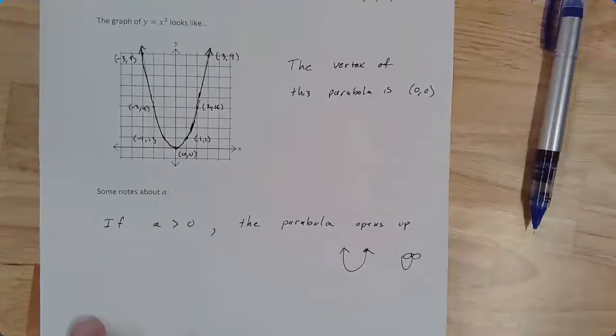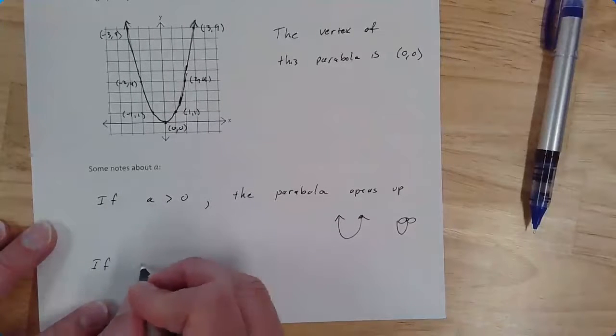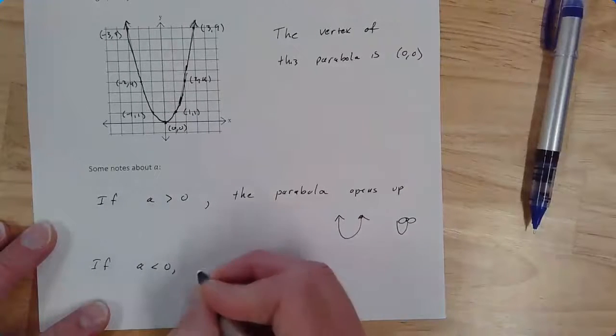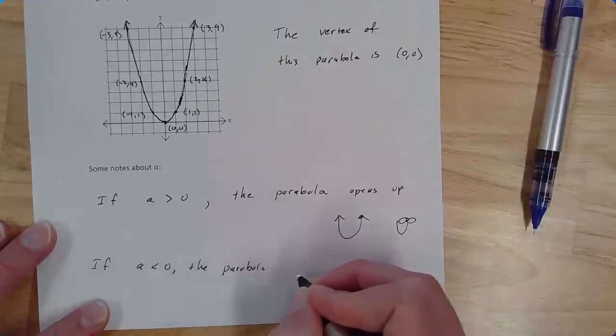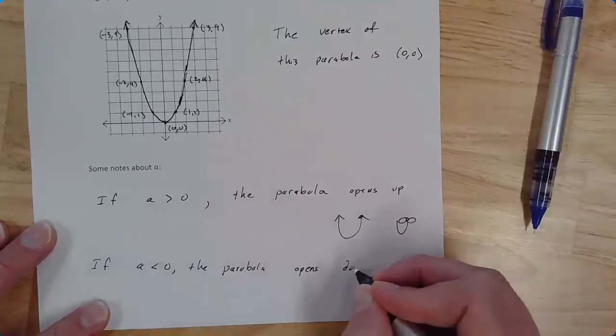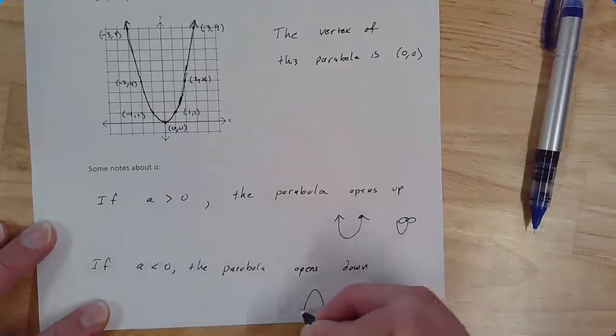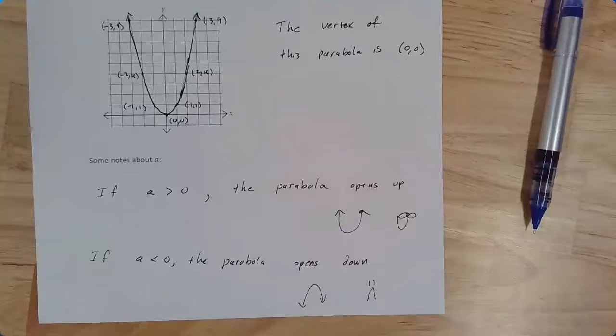I always think of that. Opens up like a cup. If that leading coefficient is negative, the parabola opens downward. Opens down like a sad face. Not really. Parabolas can open down.